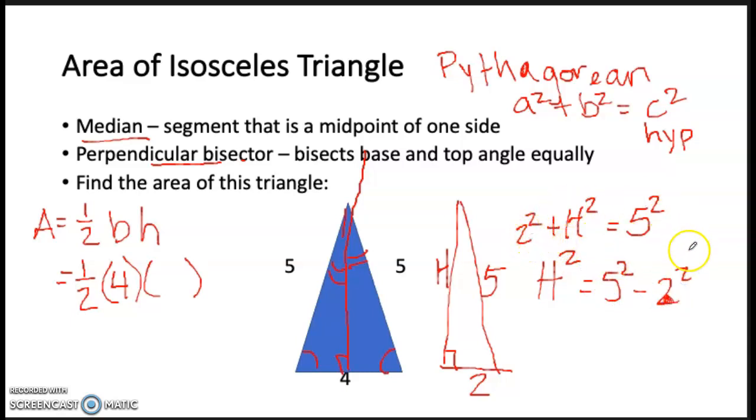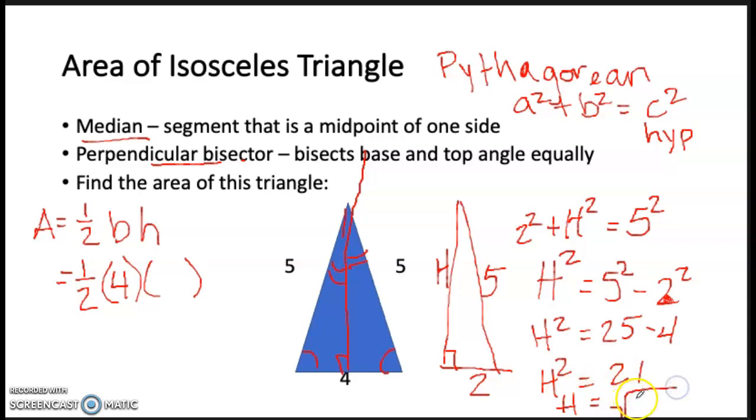I'm just subtracting 2 squared from both sides. So h squared is 25 minus 4. So h squared is 21. And so h is the square root of 21, just like you've been doing. I finally figured out what h is. I cannot reduce the square root of 21. So my height now is the square root of 21. I found this height as the square root of 21.